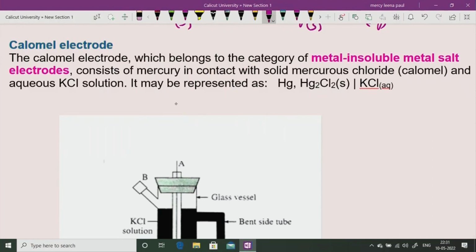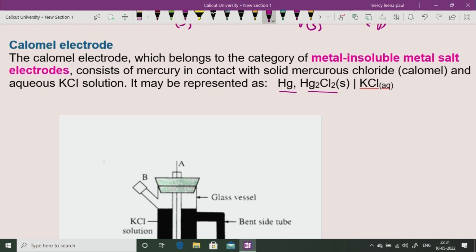Now, the calomel electrode again belongs to the metal insoluble salt type of electrode. Here we have mercury, mercurous chloride, which is otherwise known as calomel, and a solution containing chloride ions, and here it is fixed as potassium chloride, and this electrode is known as the calomel electrode. So, this is how you are going to represent a calomel electrode.